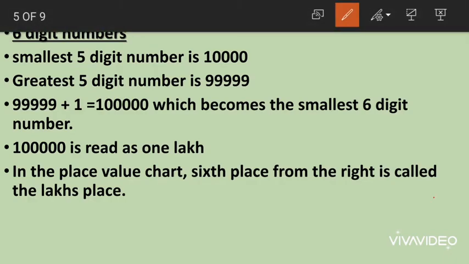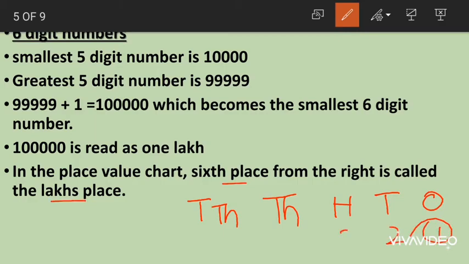What we have learned in the previous slides, we have learned till the 5th place. Let us write it again. Ones, tens, hundreds, thousands. What comes after thousands, children? 10,000s. And now the 6th place is the lakhs place. This is the first place, second, third, fourth, 5th, and the 6th place is for lakhs. Lakhs is represented by L.